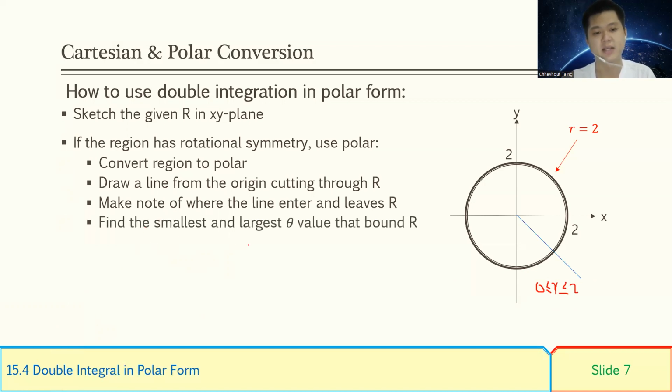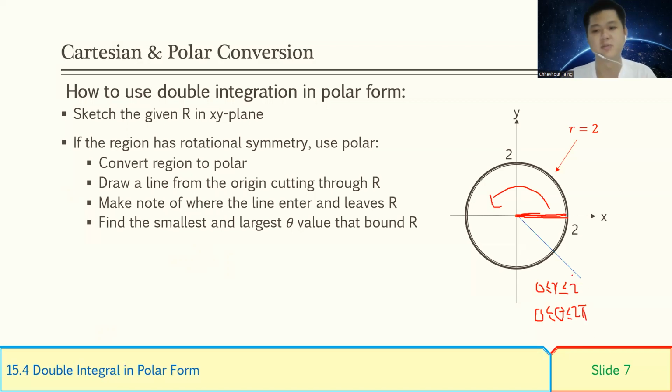For theta, you have to find the smallest and largest values that bound the region. Most of the time, you can assume that the positive x-axis is theta equals 0, and then you sweep counterclockwise to see where your smallest and your biggest values of theta are. In this case, if you consider the x-axis as 0 degrees, then you have to sweep one full round, which is from theta equals 0 to 2 pi.